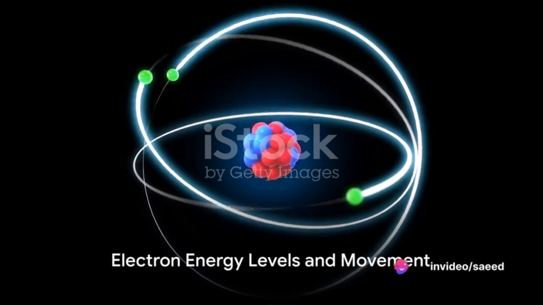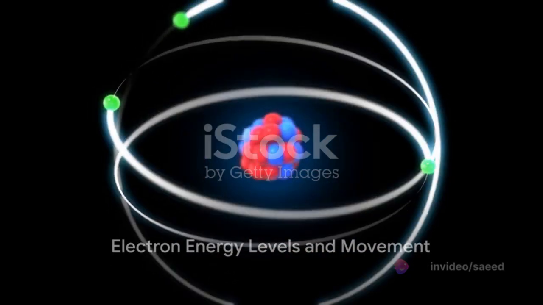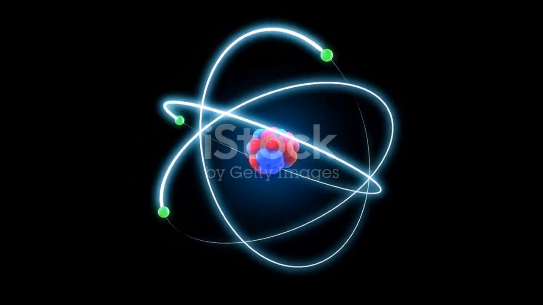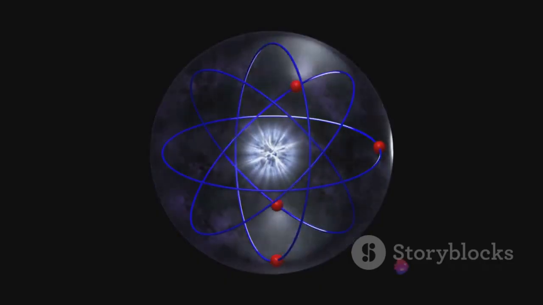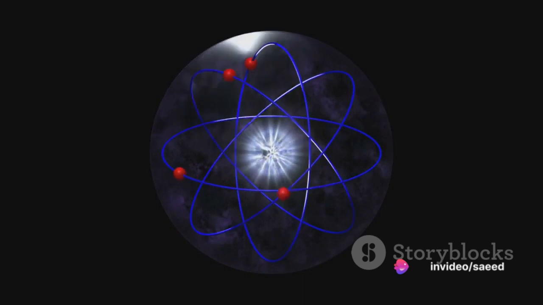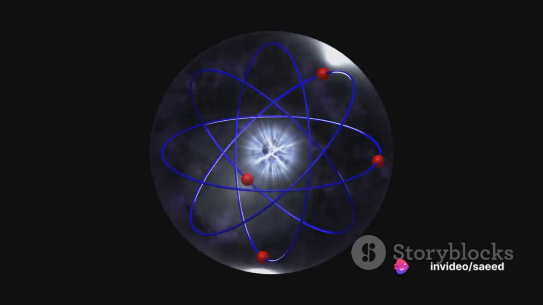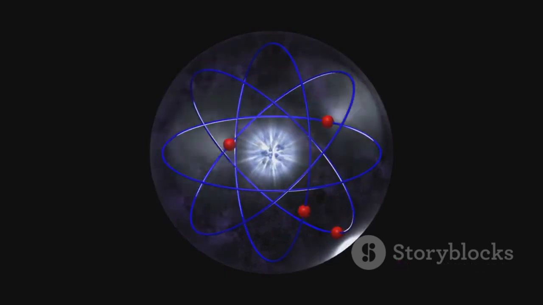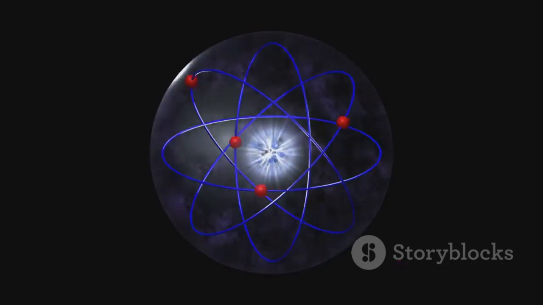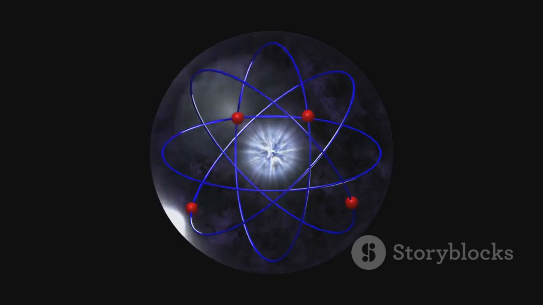Now, what happens when an electron absorbs energy? It jumps to a higher energy level further from the nucleus. And when it loses energy, it drops back down to a lower energy level, closer to the nucleus. But what if the electron absorbs enough energy to jump beyond the outermost energy level? It becomes a free electron, leaving the atom entirely, and this is where our story of electron flow begins.